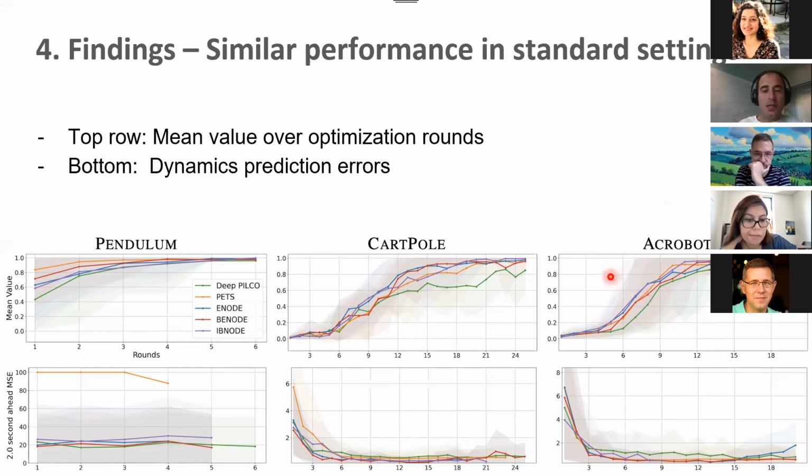Here, you should look at the top row, and on the y-axis is the value that we're interested in. So it should reach 1 over time, and on the x-axis, I show you models learning over time. And as you can see, all the models converge to almost the perfect solution in, let's say, 20 or 25 iterations. So there is nothing interesting going on here.